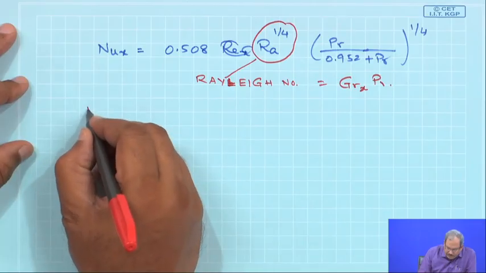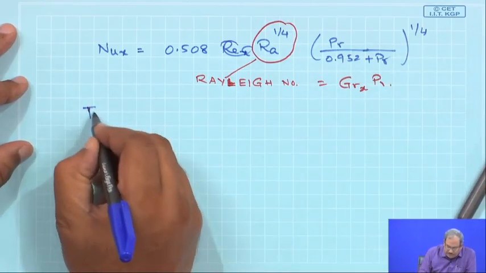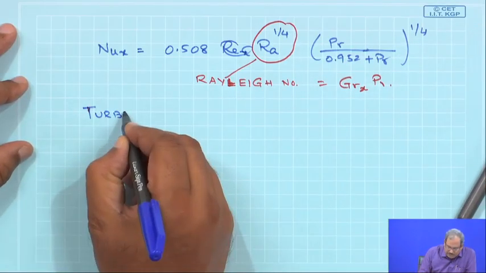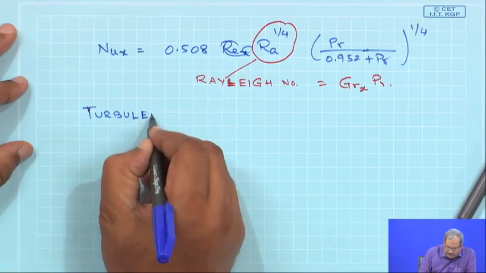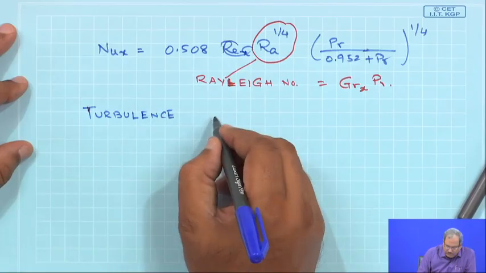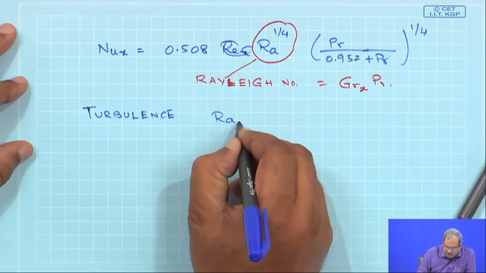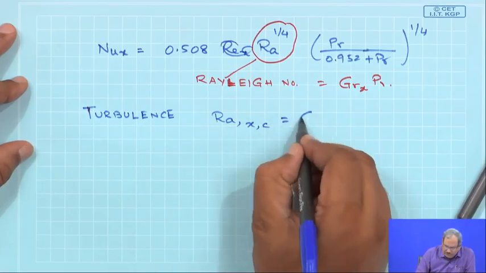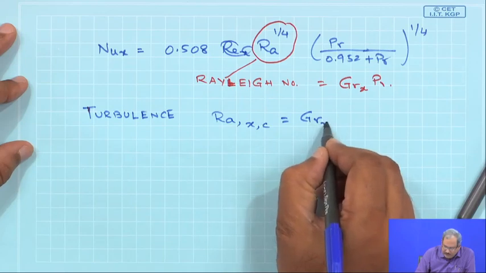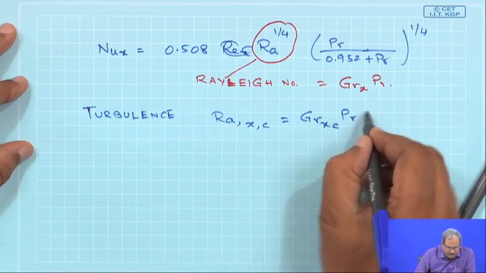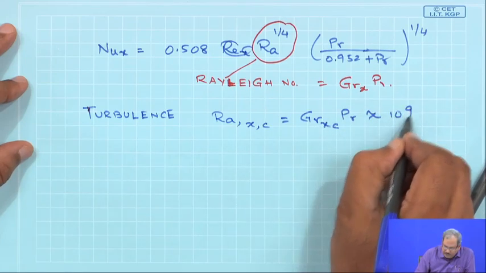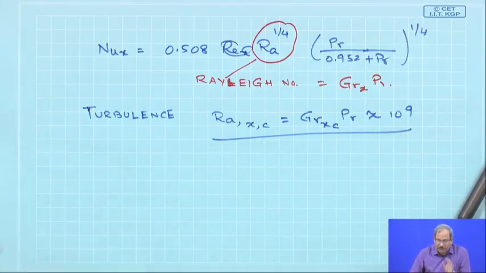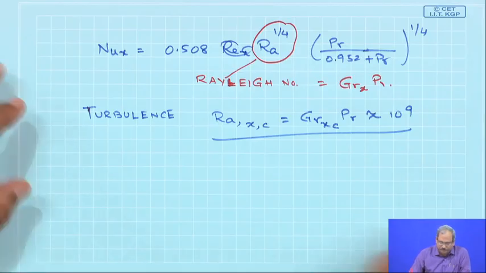So, the turbulence in natural convection is defined when Rayleigh number at the transition, which is Grashof number at the transition times Prandtl number, is about 10 to the power 9. So, this is the limit for Rayleigh number for the case of turbulent flow.